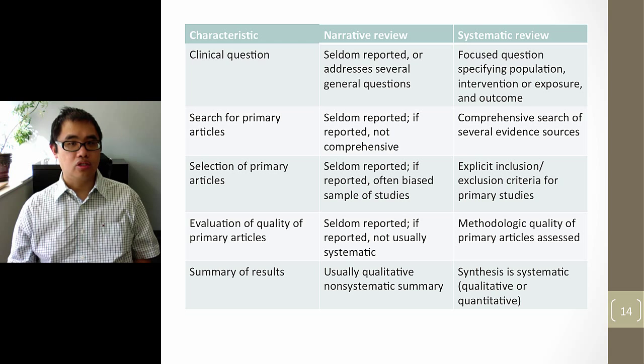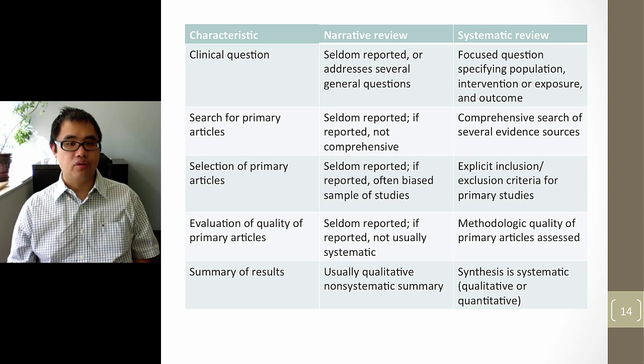So looking at the clinical question, systematic reviews tend to have a focused PICO question, so specifying the population, intervention, or exposure, and outcome. Whereas a narrative review seldom reports this or addresses several general questions at once. In the search for primary articles in the narrative review, this is seldom, if ever, reported. Whereas in a systematic review, there is a comprehensive search of several evidence sources, and this is reported so that it can be reproduced. In the selection of primary articles in narrative reviews, this is again seldom reported, and if reported, it's often a biased sample of studies.